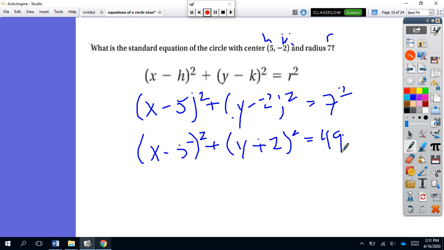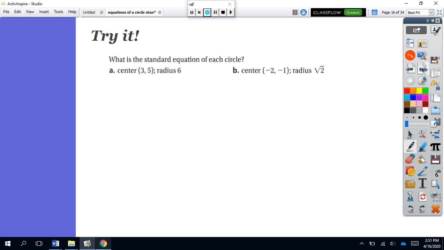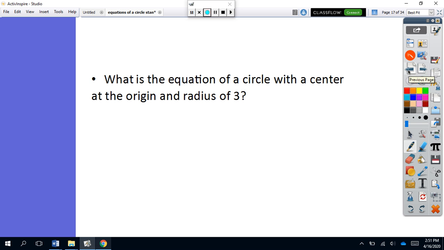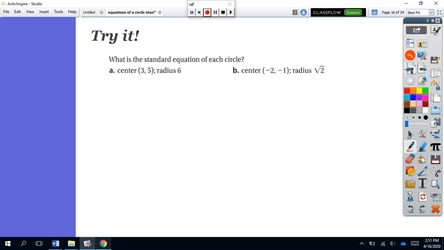We always multiply that out when we write the equation. So, in other words, if you have a negative value at your center, either a negative h or a negative k, this ends up being plus in the parentheses. If it's a positive value, then it's minus, and that's based on the formula here, minus h and minus k. So go ahead and try these two and this one. Some of you don't have the notes, but you should be able to see the notes. So this center is (3, 5), the radius is 6, and the center is (negative 2, negative 1), radius is square root of 2. Go ahead and try those two, and then come back.